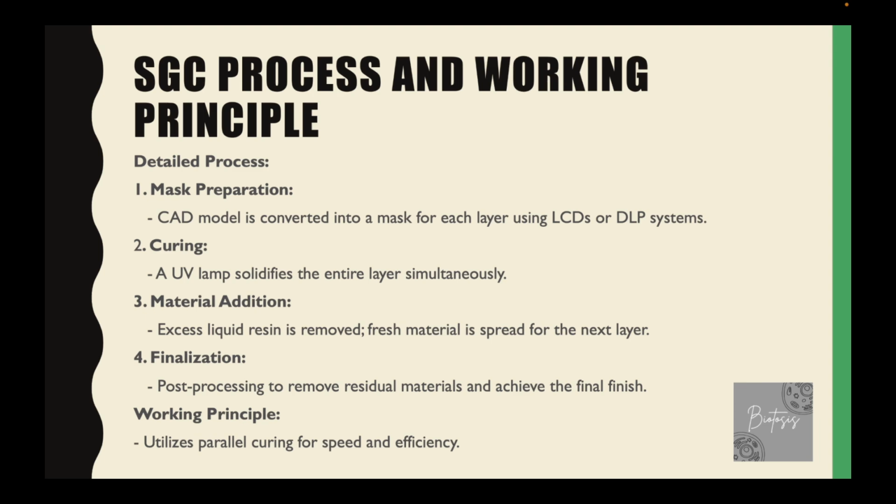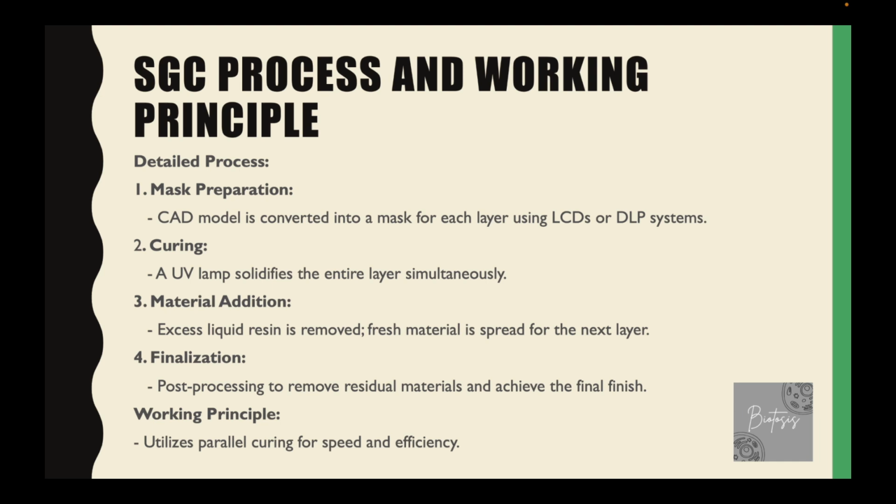SGC process and working principles now. The CAD model is converted into a mask for each layer using LCDs or DLP systems. For curing, a UV lamp solidifies the entire layer simultaneously. For material addition, excess liquid resin is removed and fresh material is spread for the next layer. And for finalization, there is post processing to remove residual material and achieve the final finish.